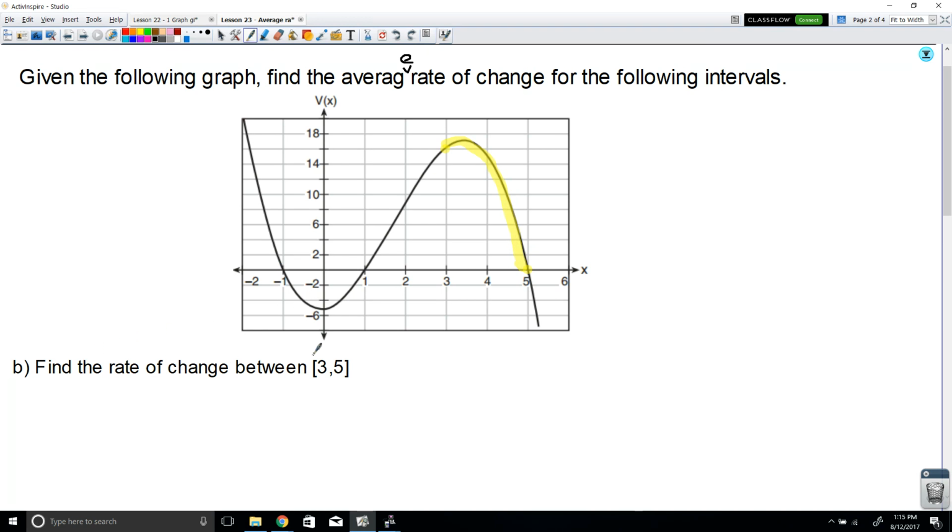Now, if we want to find the rate of change, we need some coordinate points. So let's see what happens when x is equal to 3. When x is equal to 3, which is exactly this point, my coordinate point is going to be 3, comma, 16. Perfect. Now we want to see what happens at 5 as well. So when x is 5, we are at this point, and this is 5, comma 0. All right, perfect. We got those values. We have a formula. Let's find the rate of change.